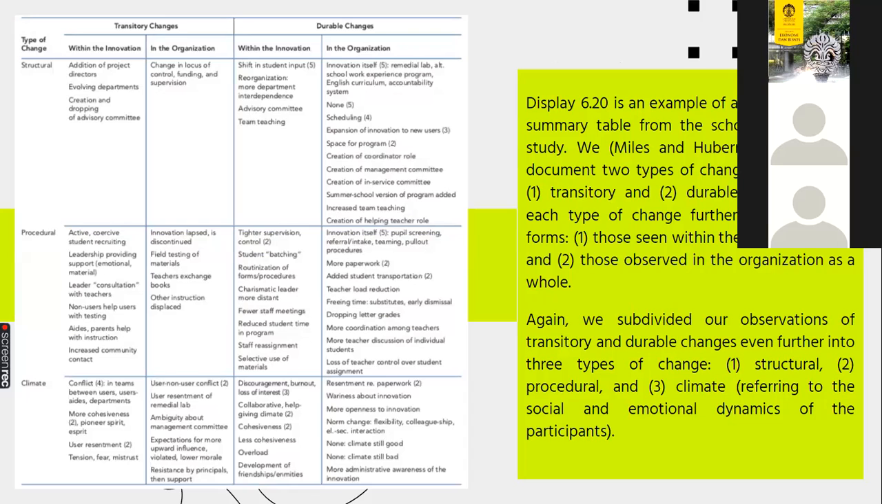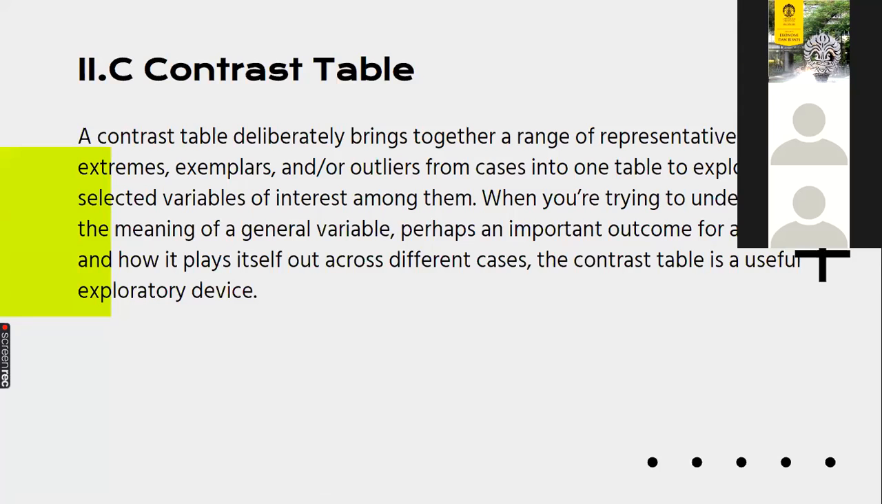So here is an example of a content analytic summary table from the school improvement study. Miles and Huberman wanted to document two types of changes that they observed. The first one is transitory, and the second one is durable. And they subdivided each type of change further into two more forms, those seen within the innovation itself and those observed in the organization as a whole. Again, they subdivided their observations of transitory and durable changes even further into three types of change: structural, procedural, and climate.